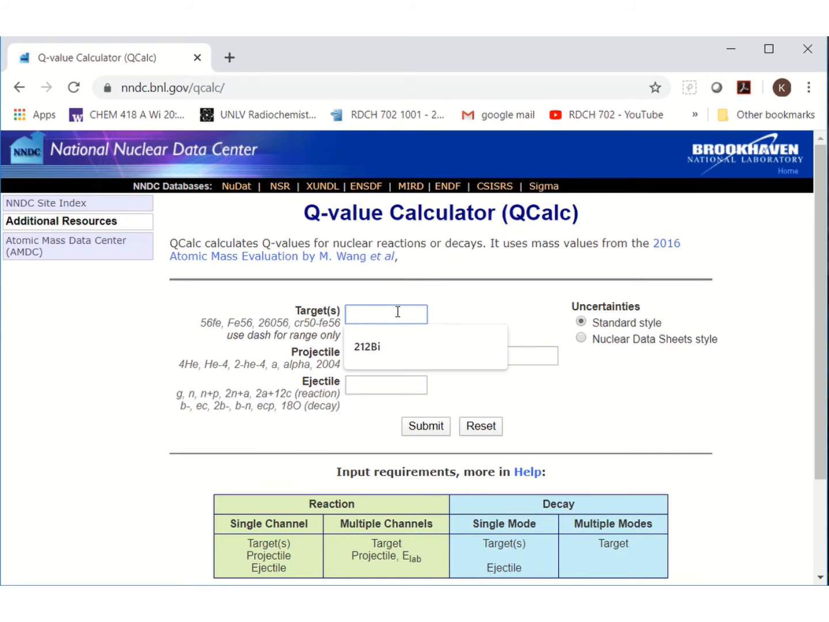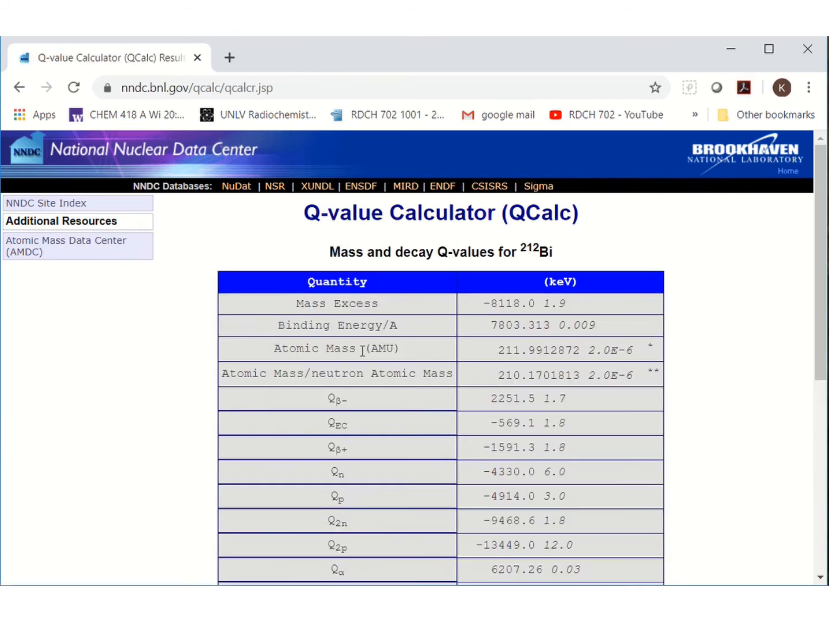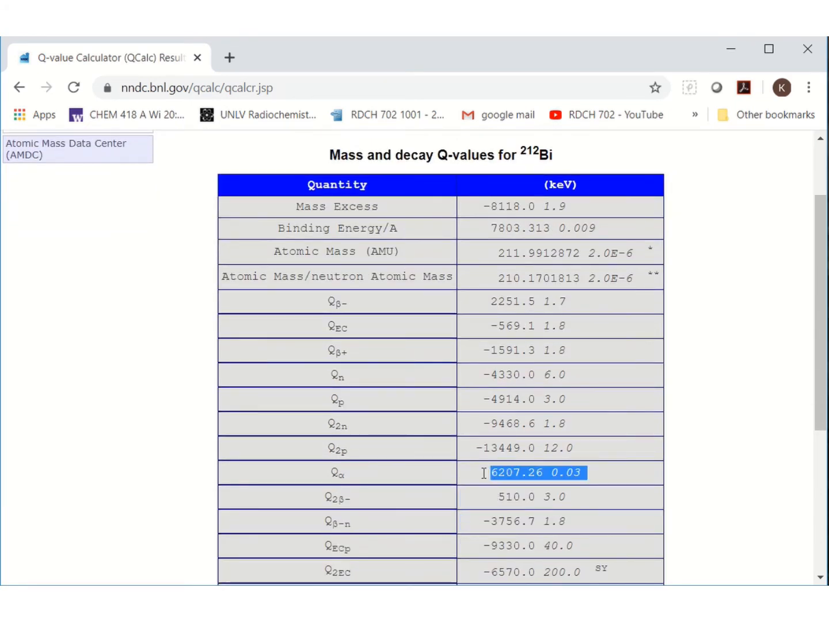We click on that, and I can put in my target. Let's look at bismuth-212. If I just take an isotope and submit it, I will get information: the mass excess for that isotope, the binding energy, atomic mass, and atomic mass divided by the neutron atomic mass, and then the Q values for the different decays. So here's the beta minus decay and electron capture decay, and we see that for bismuth-212, the beta minus decay is positive, and the alpha decay, as shown here, is positive.